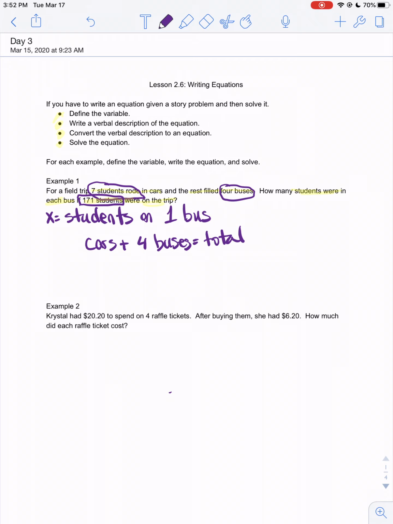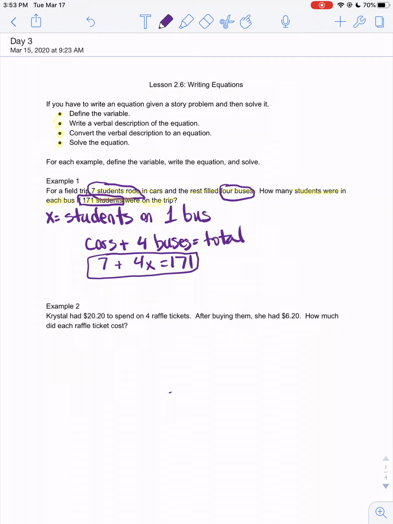The people in the cars would be 7 plus the 4 buses. Now I can't just write plus 4, because everything is going to equal the total number of students, which is 171. So I have to think, how can I show that number of students? I remember X represents the students on one bus. So 2X would be 2 busloads, 3X would be 3 busloads, and 4X would be 4 busloads. So it would be 7 plus 4X equals 171, and that's my equation.